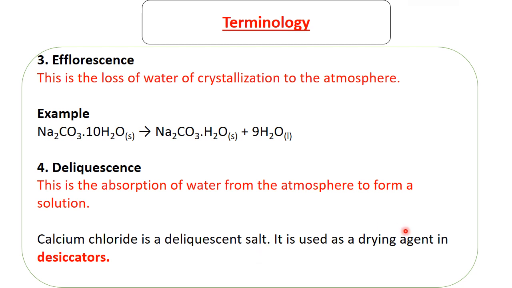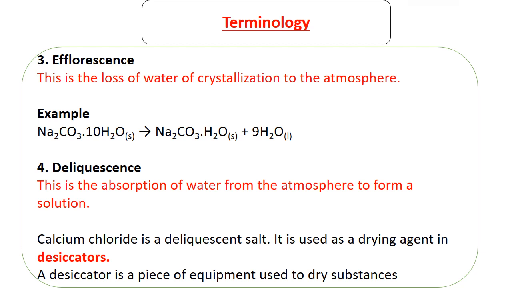Because of that, it is used as a drying agent in what is called a desiccator. A desiccator is an apparatus that is used to dry substances. If you have something that is wet, that has water, you put it in a desiccator, then the water is going to be absorbed from it. Calcium chloride is used because it has a property of absorbing water. So this is all about deliquescence. Like I said, the desiccator is just a piece of equipment used to dry substances.